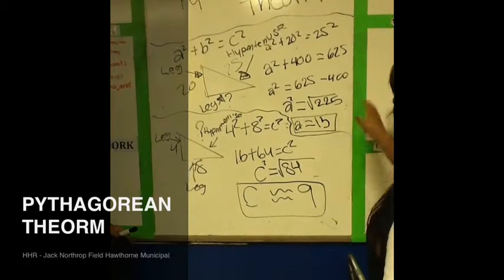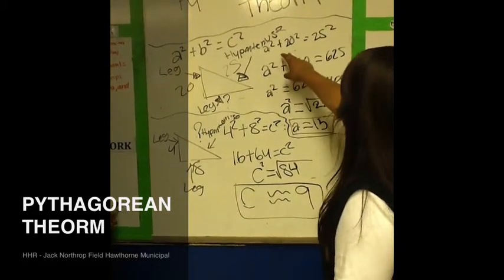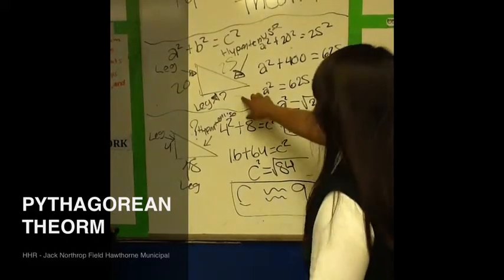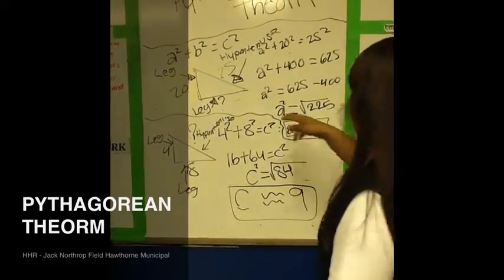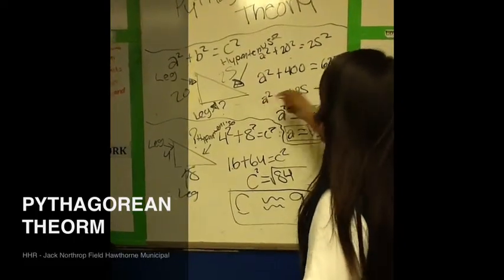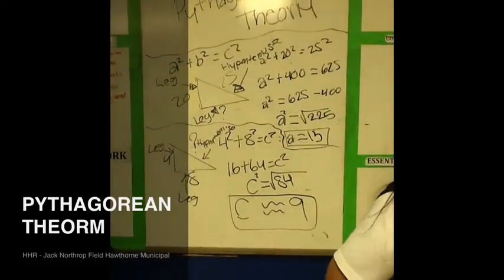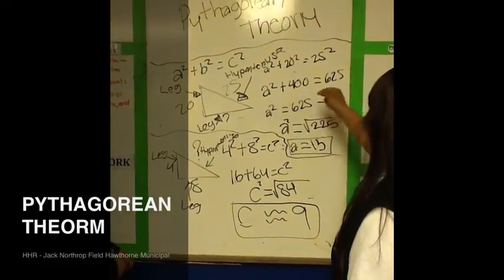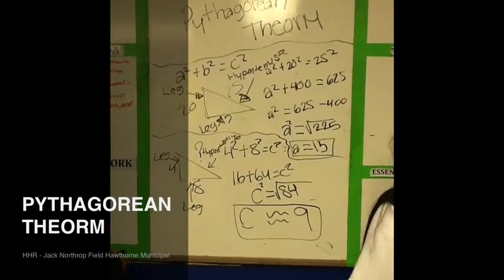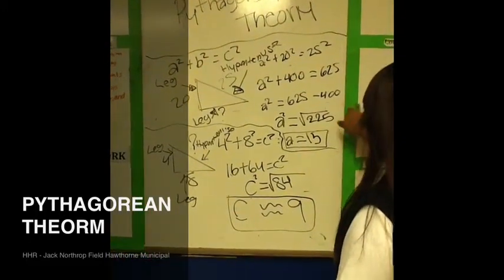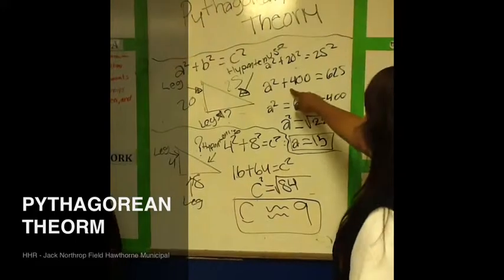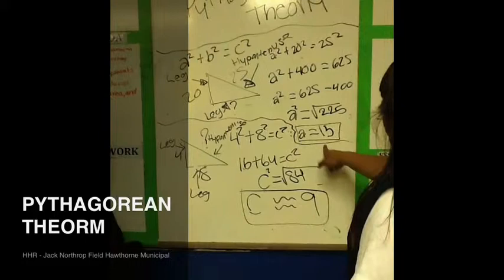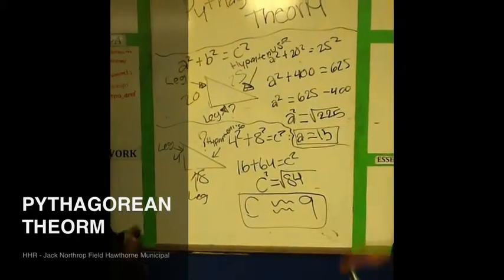We're gonna solve this equation. So first you set it up. It's a squared. There's a missing leg, so we're gonna find the leg. a squared plus 20 squared equals 25 squared. 20 times 20 is 400, and 25 times 25 is 625. And then you subtract those because it's the opposite of addition. And then you find the square root of 225, and then it will equal 15. And that's how you find the leg.